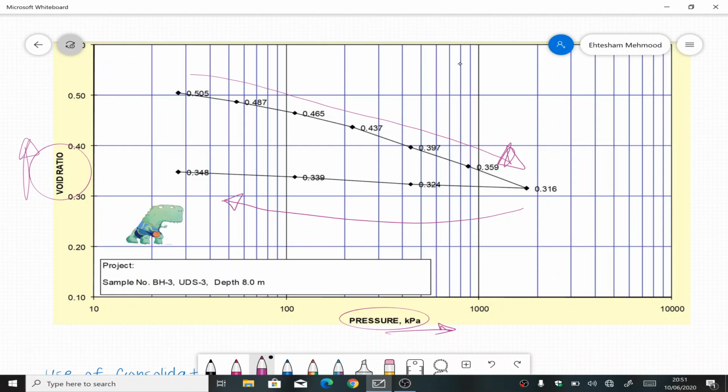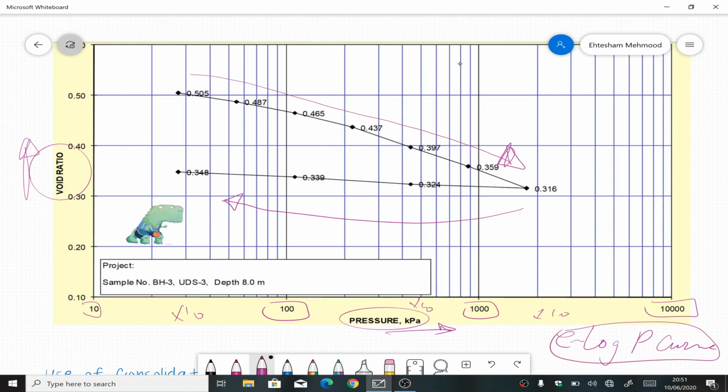It is important to note here that this scale on the pressure is a log scale. You see each increment is 10 times the previous one, so this is a log scale. All right, and we call that an e versus log P curve. So the e log P curve is very important whenever you're dealing with soil and you're working in the field of geotechnical engineering.